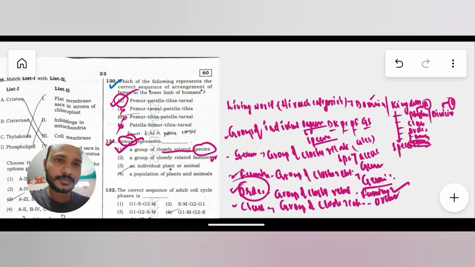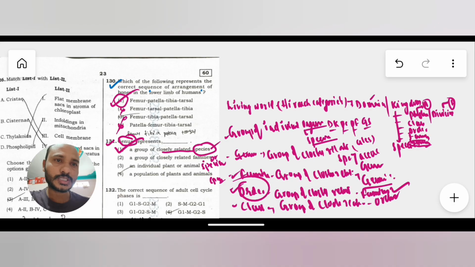Individual organisms are said to be a species. A population of plants and animals is also said to be a species, or for individual plants or animals we can also use the term species. But a group of closely related species together form a genus.